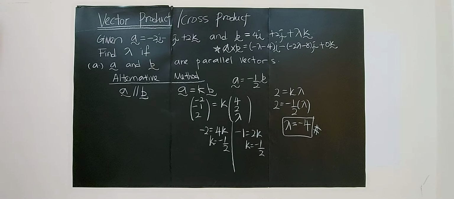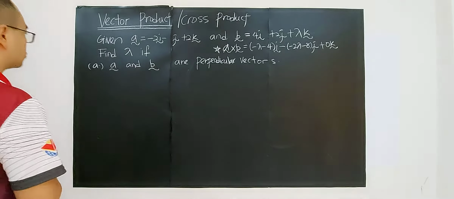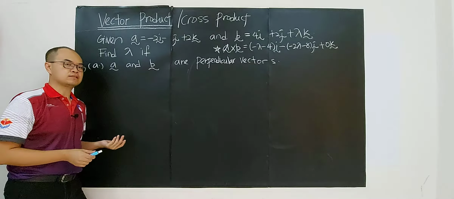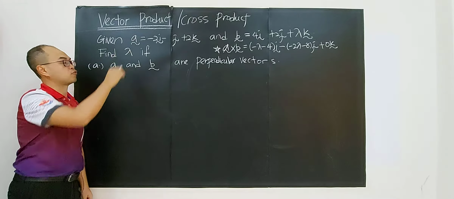Now, in this same video we discuss perpendicular vectors. Let's discuss what happens if the two vectors are perpendicular and how to find the value of lambda. Of course, I'm going to show you two alternative methods. You have just learned about the vector product.